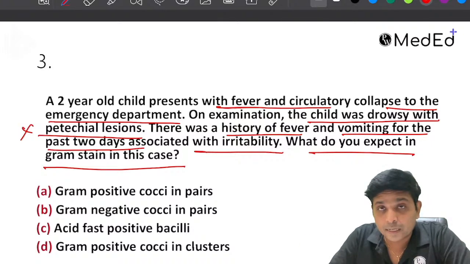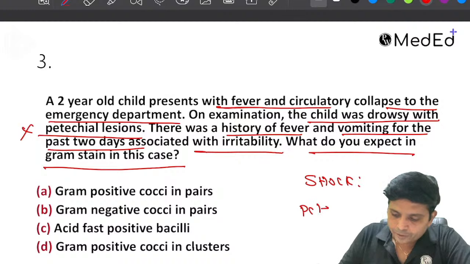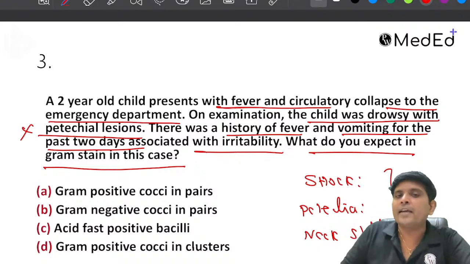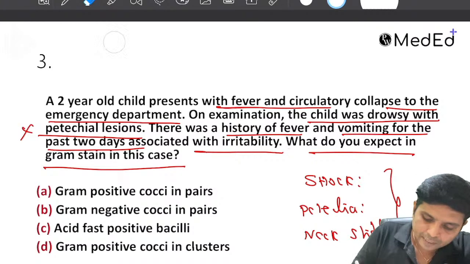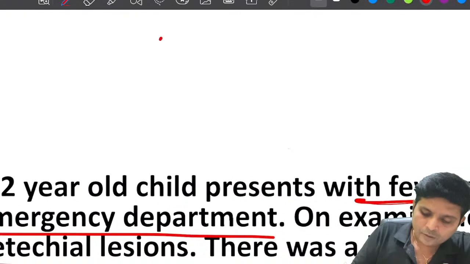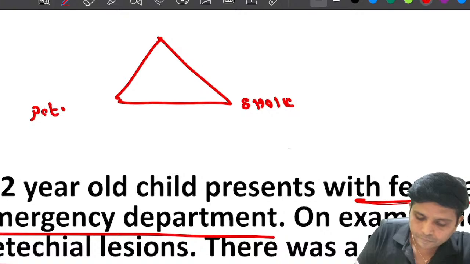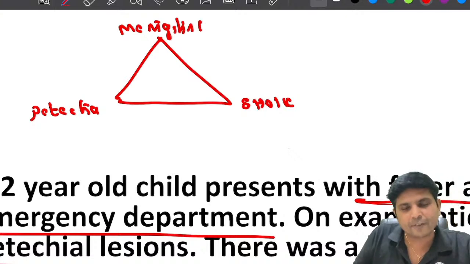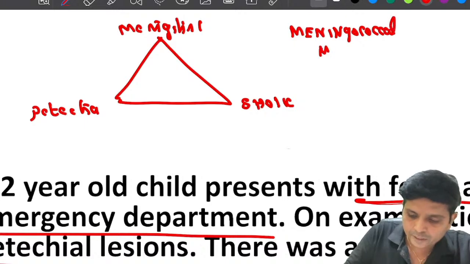A child is brought with circulatory collapse. That means the child was brought with shock along with petechiae. Shock along with petechiae along with next signs, irritability, neck stiffness. You all know that we are dealing with a case of what? Exactly. When you have a triad of shock, petechiae due to thrombocytopenia and signs of meningitis, invariably you are dealing with a case of exactly meningococcal meningitis.